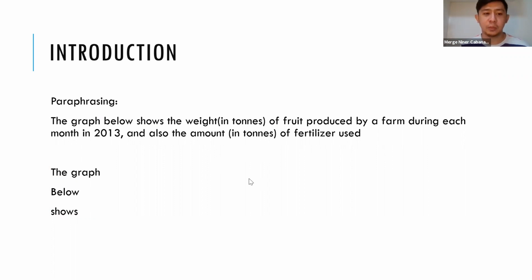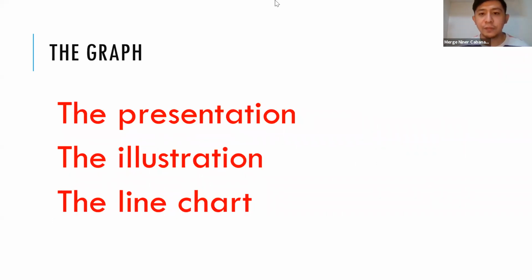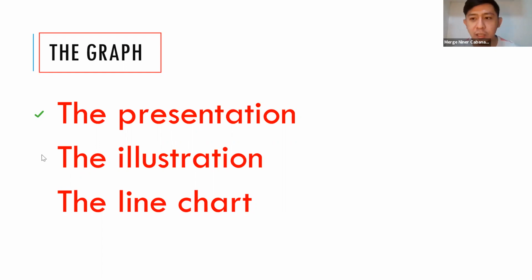So hear me out on this one. I saw that the first 2 words in my task description are the words the graph. What are the words that I can use to change the graph? I can use the presentation, the illustration, or the line chart. It's up to you. You want to use presentation? Use it. You want to use illustration? Do your thing. You want to use the line chart? Feel free to do that.